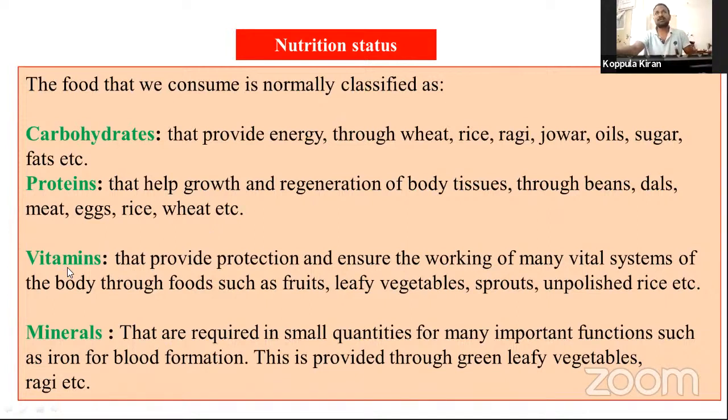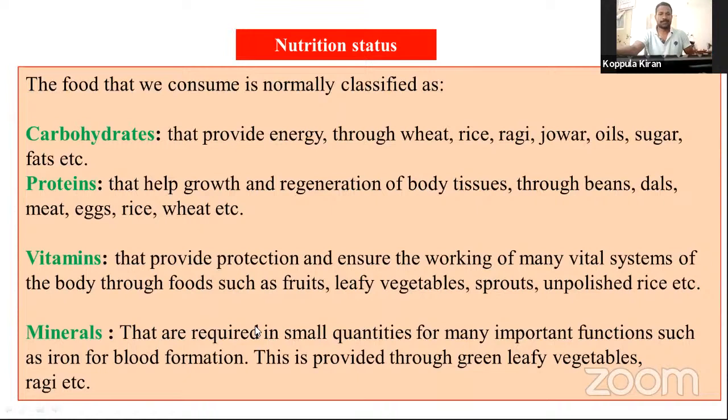Which food grains have vitamins? Let us see this. They provide protection and ensure the working of many vital systems of the body through foods such as fruits, leafy vegetables, sprouts, unpolished rice. These are very important. Fruits, leafy vegetables, in our Telugu, ఆకుకూరలు. Like that, these foods generate vitamins. Another nutritional food is minerals. Which food grains have minerals?